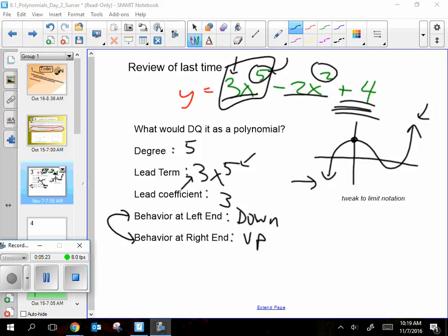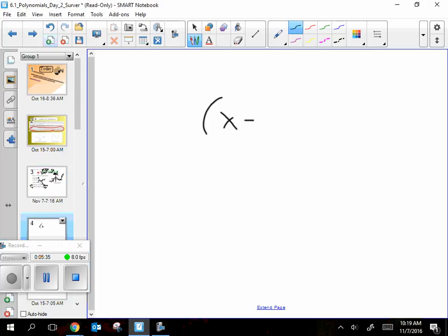Now, what are we going to do for today that makes it more complicated? Not that much. We're going to know what the roots are. We're going to know this and this and this. We'll know a little bit more info. How come? Because they're going to show it to us in this form.